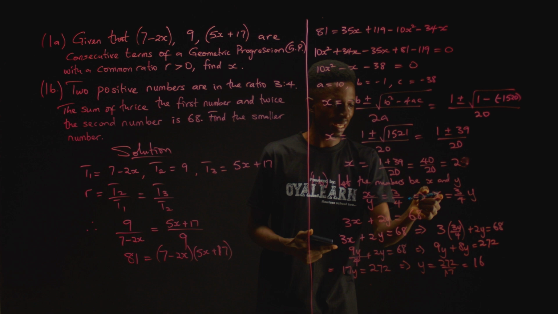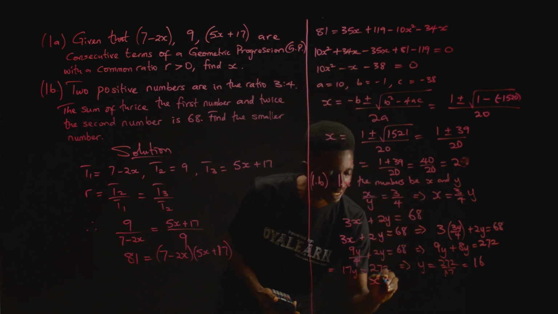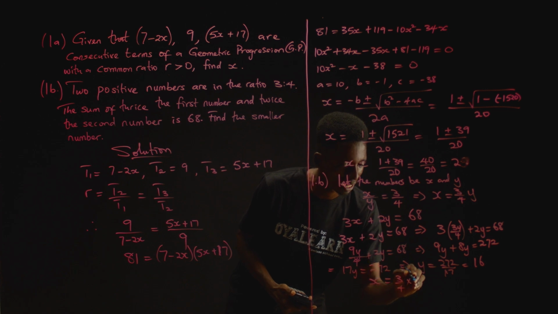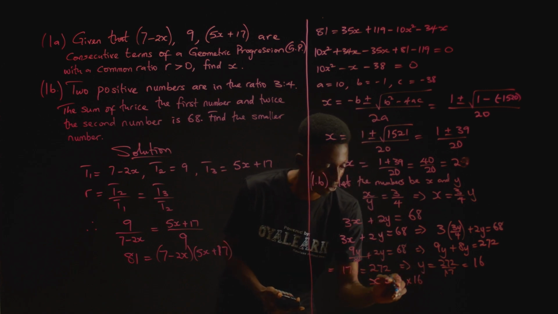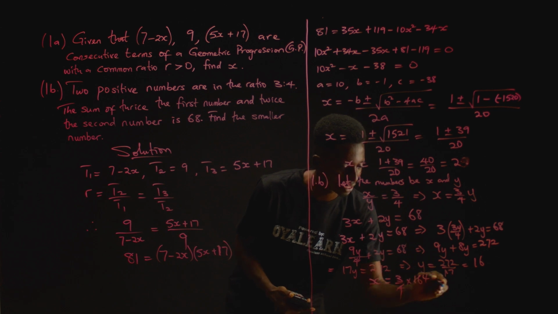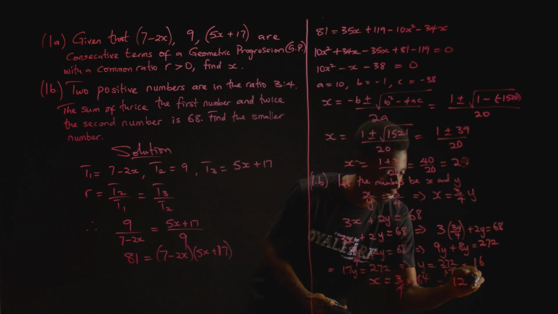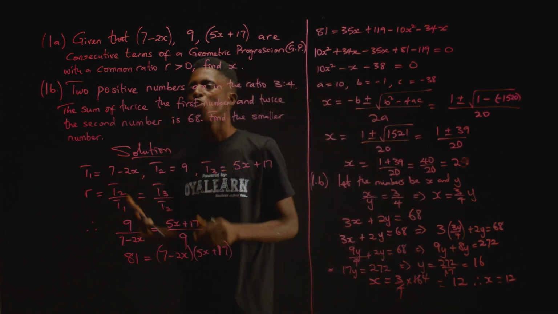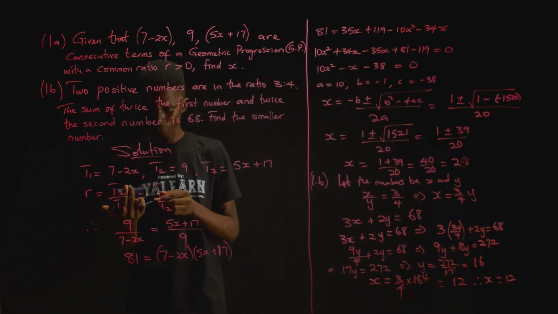Now let's solve for x. So that is x equals 3 over 4 multiplied by 16. And 4 here 1, 4 here 4. So 3 times 4 would give us 12. Therefore, x equals 12. And that's the solution to question 1.